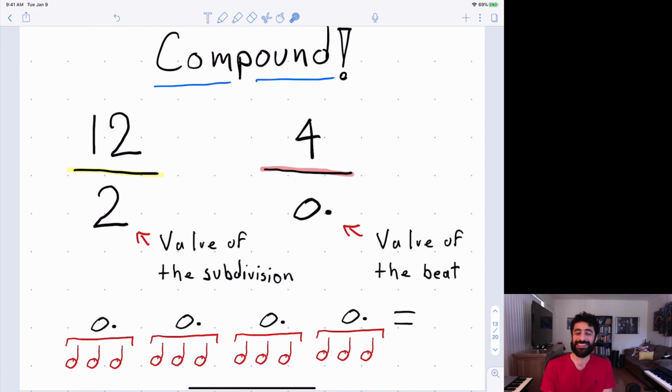So hopefully you can see what is different about compound time signatures. The bottom number here is showing you the value of the subdivision, while in the Platonic time signature, the bottom symbol will always show you the value of the beat, which is a lot simpler to understand.